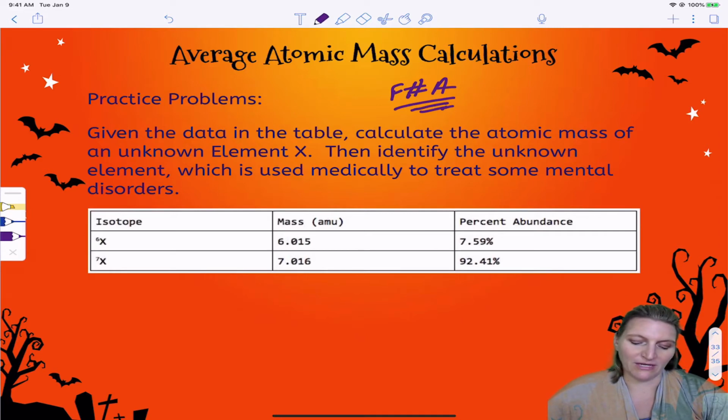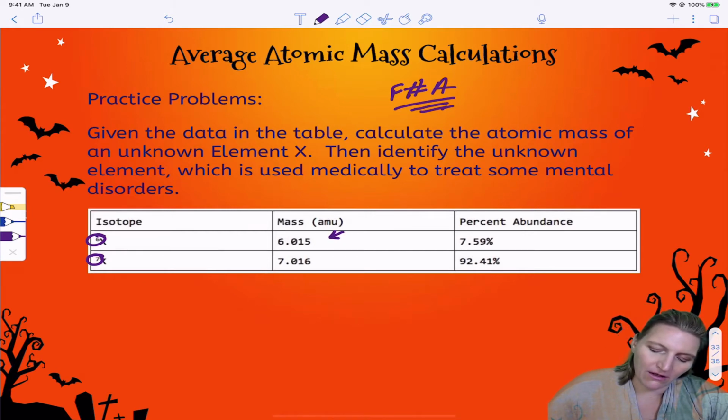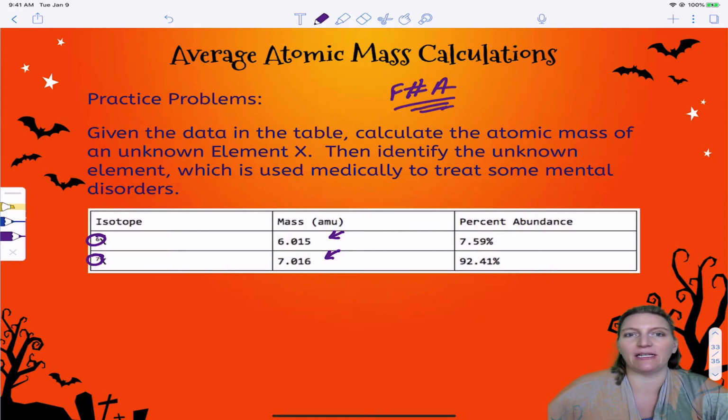So the practice problem says, given the data in the table, calculate the atomic mass of an unknown element. Then identify the unknown element. So that means looking on a periodic table and figuring out which element has that average atomic mass. So there's 2 isotopes, an isotope with a mass number of 6 and an isotope with a mass number of 7. Because a proton, neutron don't weigh exactly 1 AMU, the mass of the isotopes is a decimal, a little bit off. And then here's our percent abundance.